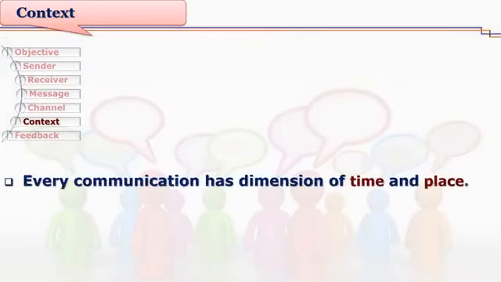Every communication has a dimension of time and place. Any communication starts at some time and ends at some time. So we can exactly say during which period, for how much time a particular communication has taken place. Also, there is always a context of place for any communication. Where communication took place can be answered by analyzing the communication process.